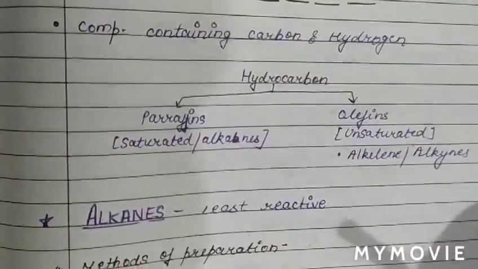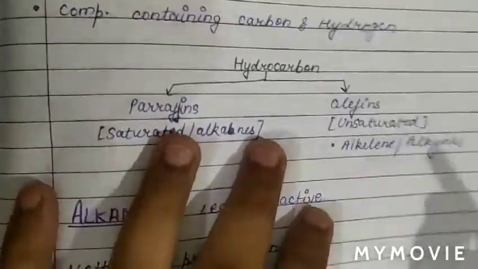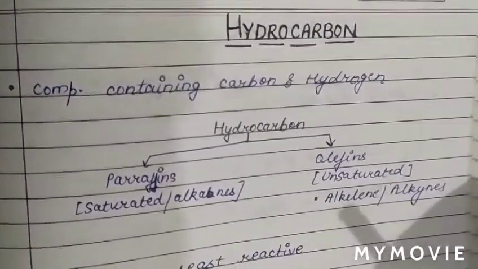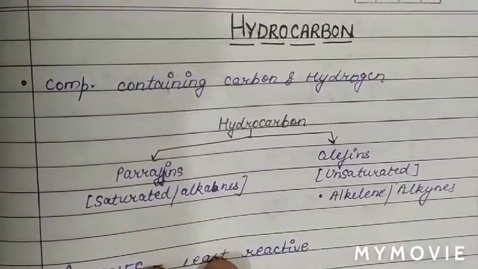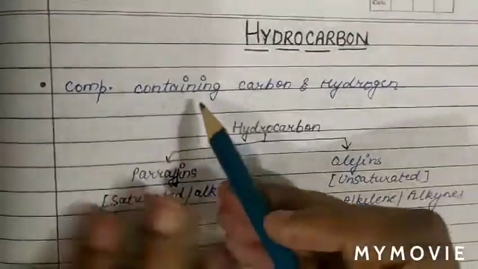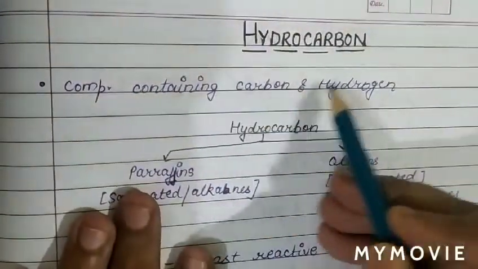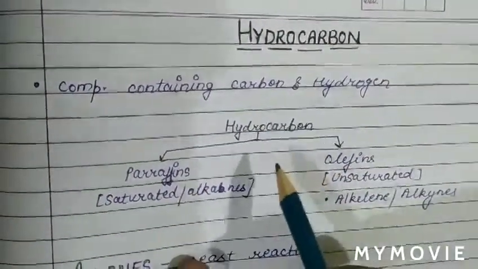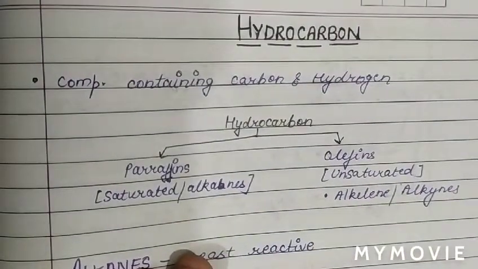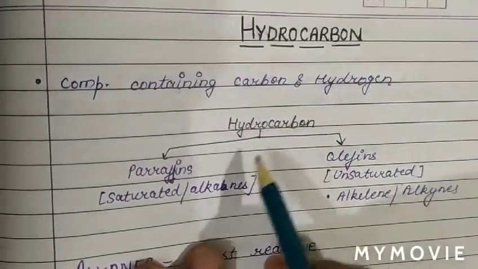So now we are going to discuss the reactions in the hydrocarbon chapter. See, what is hydrocarbon? We know basically hydrocarbon is the compound containing carbon and hydrogen. So basically hydrocarbon is divided into two parts.